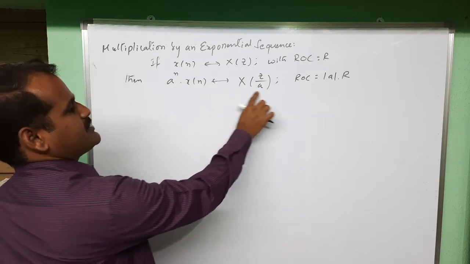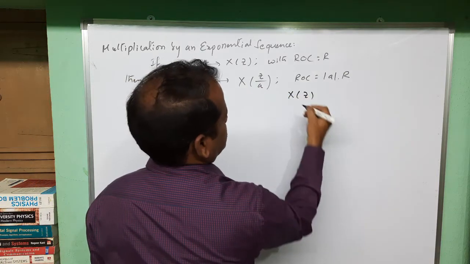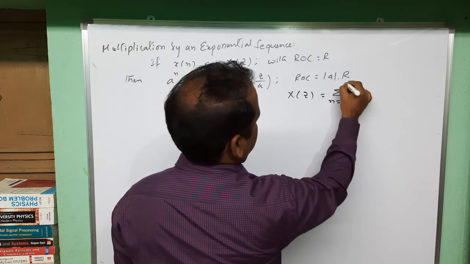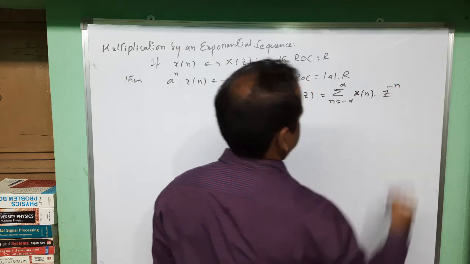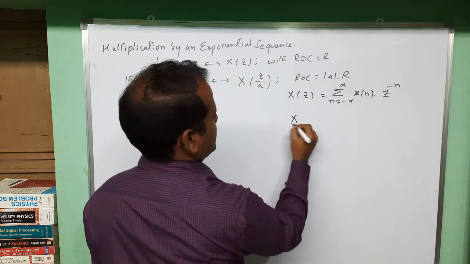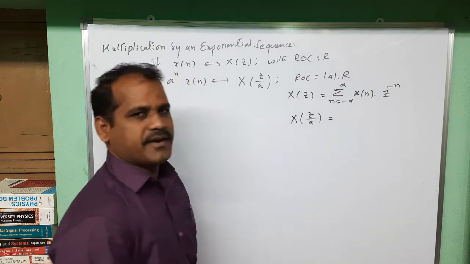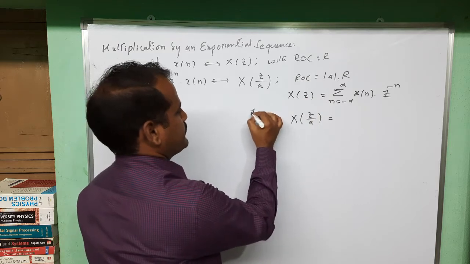Here, what is x of z by a? We consider the standard Z transform formula, x of z equals the sum over n from minus infinity to plus infinity of x of n z raised to minus n. Then what does x of z by a mean? Replace every z with z by a in this expression.